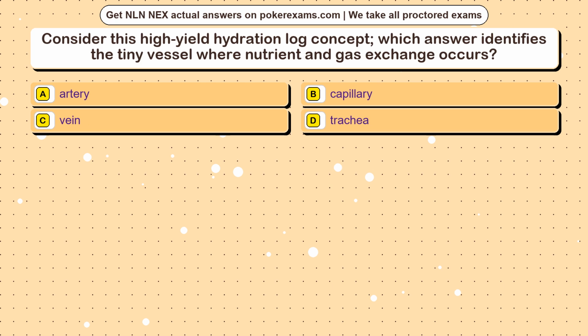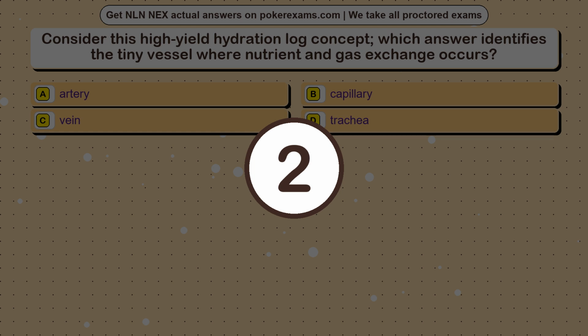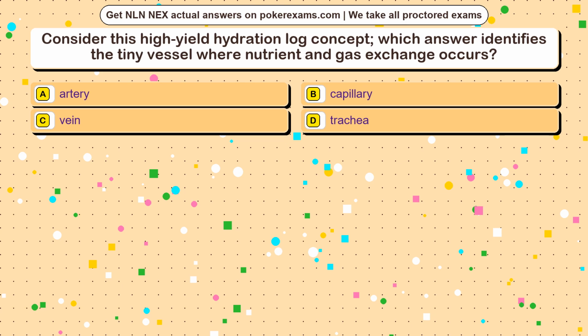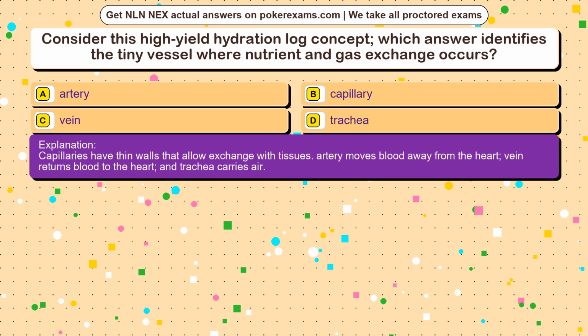Question 18. Consider this high-yield hydration log concept. Which answer identifies the tiny vessel where nutrient and gas exchange occurs? Option A, artery. Option B, capillary. Option C, vein. Option D, trachea. The correct answer is option. Capillaries have thin walls that allow exchange with tissues. Artery moves blood away from the heart, vein returns blood to the heart, and trachea carries air.